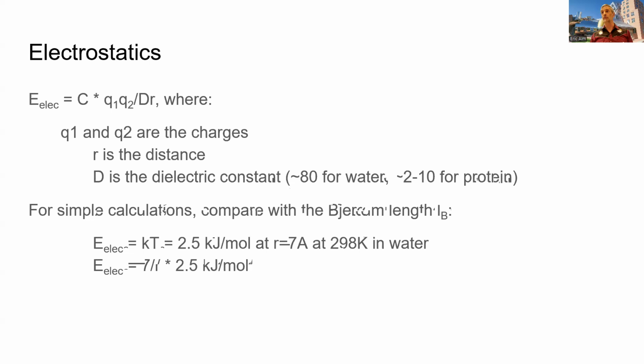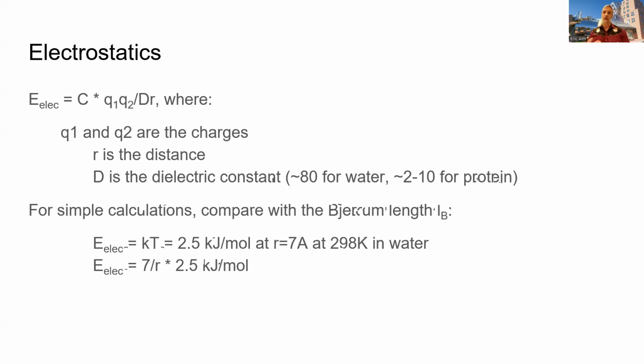So in water, the dielectric constant reduces the energy by a factor of 80, which is huge. And in a protein, you can expect that those side chains and things like that are going to reduce the interaction by a factor of anywhere between 2 and 10. Or if the charges are very close to each other, then it might not be reduced at all. Okay.